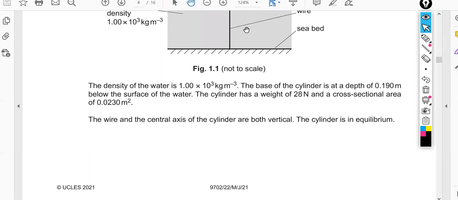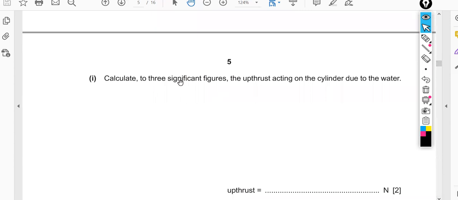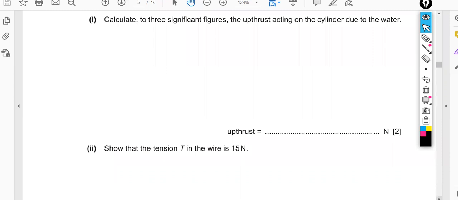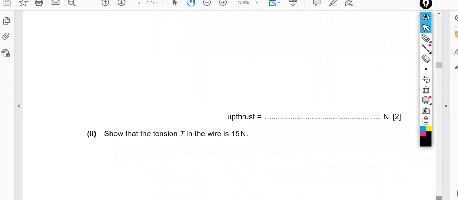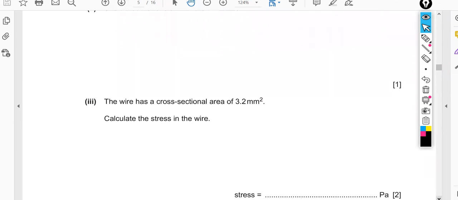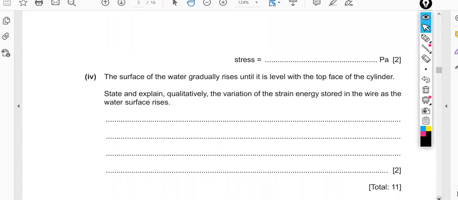So we're probably just going to need to consider that there's no net force acting on that cylinder. Let's see what that is. The first thing is calculate to 3 significant figures the upthrust acting on the cylinder due to the water. Okay, so that's one thing. And then we want to show that the tension T in the wire is 15 newtons. All right. And then it says that the wire has a cross-sectional area, and it's given in square millimeters. I want to calculate the stress in the wire, right? And the surface of the water gradually rises until it is level with the top face of the cylinder. State and explain qualitatively the variation of the strain energy stored in the wire as the water surface rises.